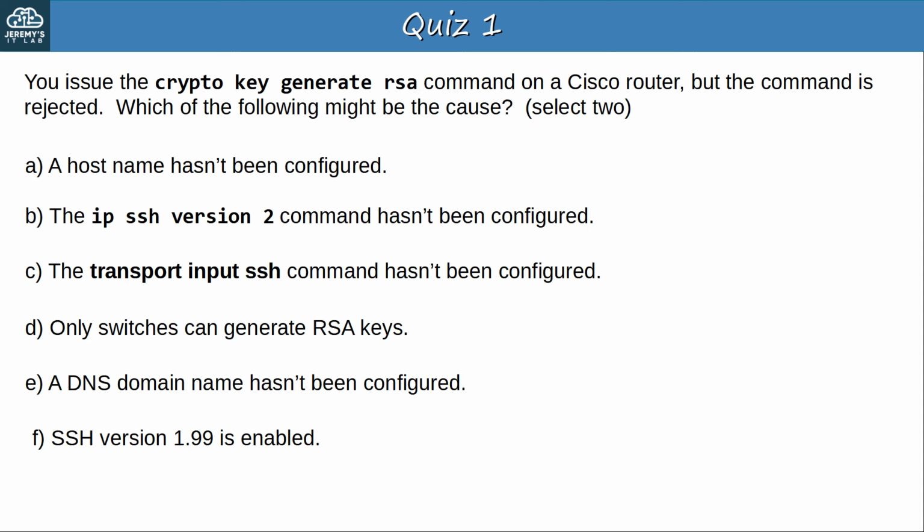You issue the crypto key generate rsa command on a Cisco router, but the command is rejected. Which of the following might be the cause? Select 2. Pause the video now to think about the answers.